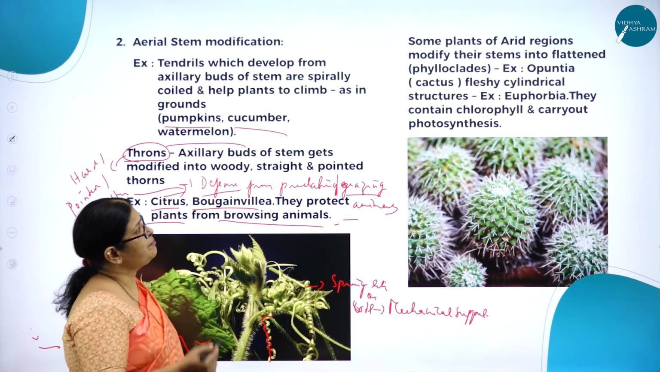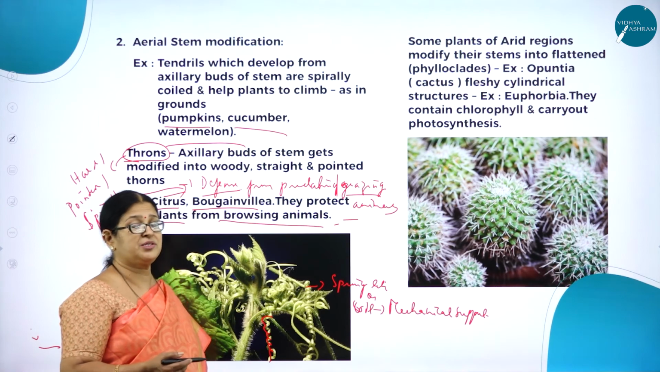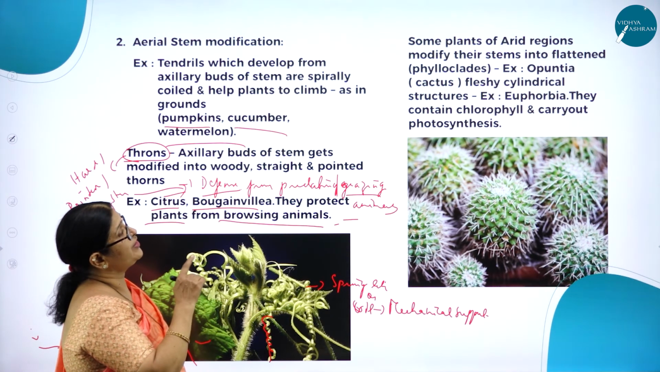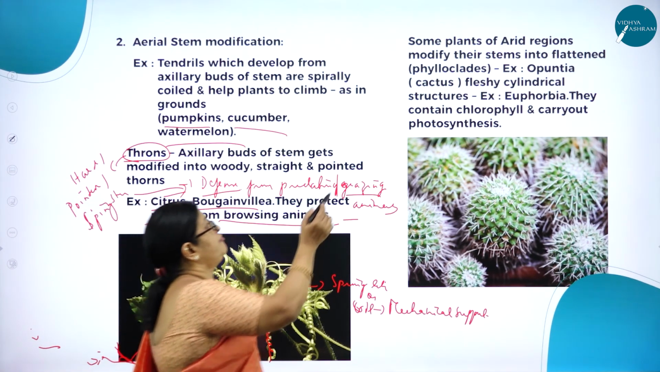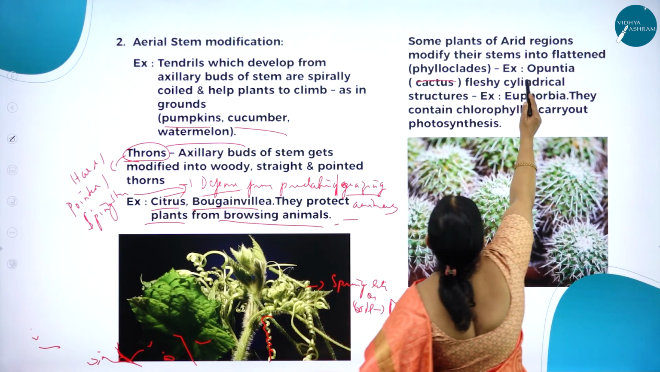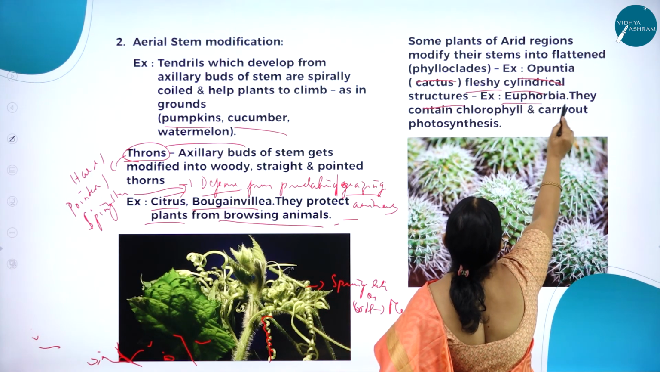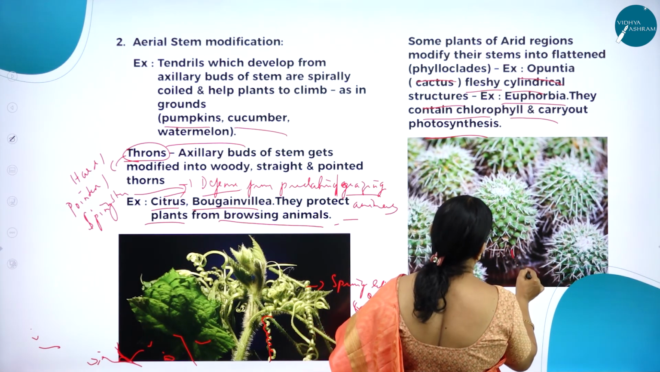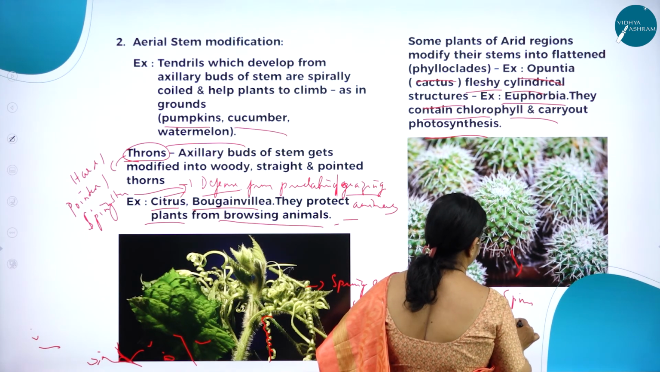The next, some plants of arid regions. Arid regions means xerophytic conditions where the water content is very less. They modify their stem into flattened structures called phylloclads. You might have come across them in Opuntia. They are fleshy cylindrical structures, like you can also come across in Euphorbia. They contain chlorophyll and carry out photosynthesis. Here you can see spines, and you can see the flat structures.